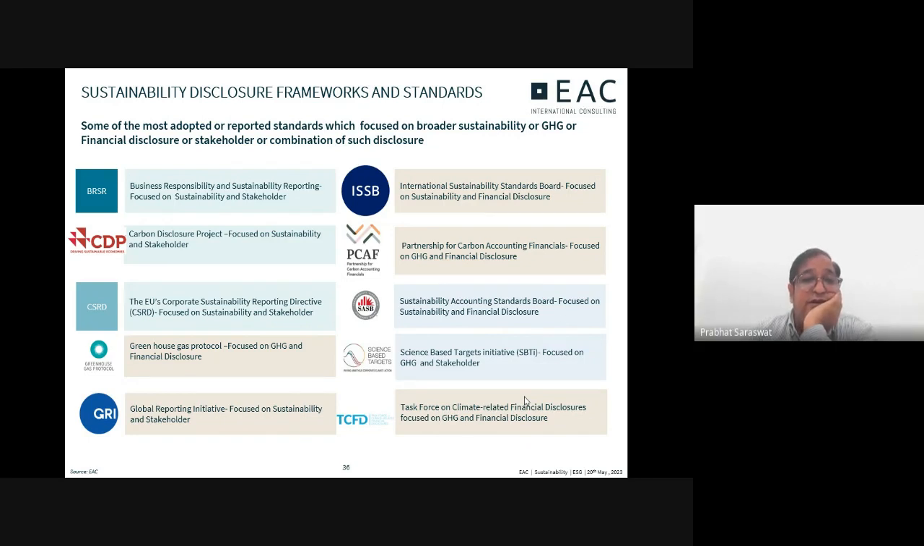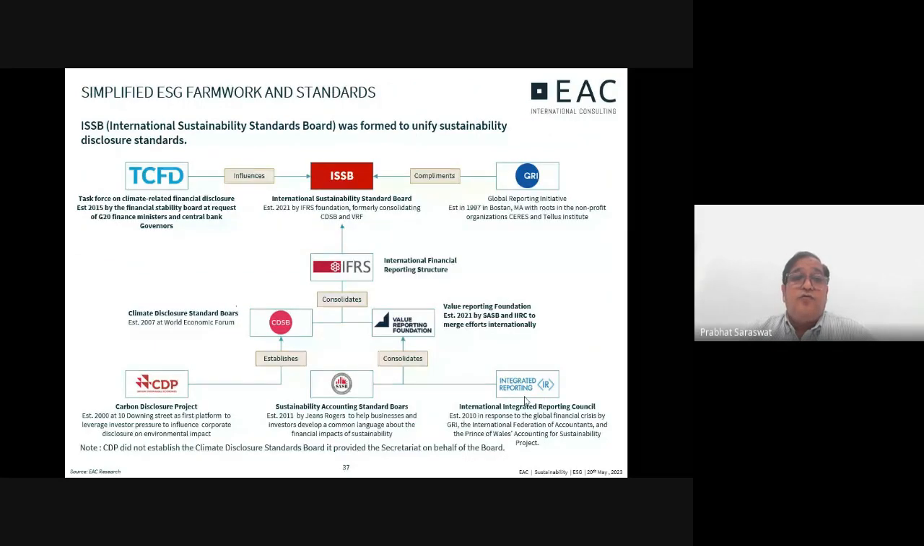BRSR is the Indian framework or guideline for reporting sustainability by the top 1,000 listed companies. It is mandated for financial year 2023. Already many companies have reported their sustainability in the form of BRSR. ISSB and CDP are various standards or frameworks for reporting ESG. I have simplified all these various frameworks and standards.